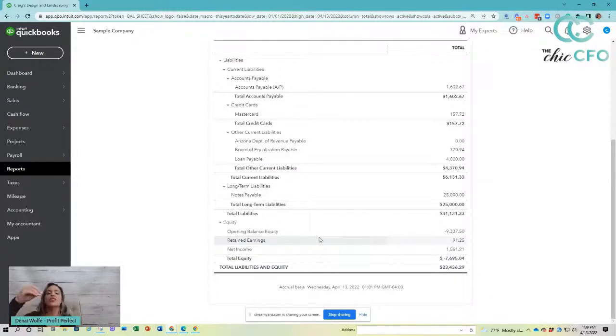Is it costing you money to be in business? Is your business paying you, or are you paying your business? It all lives on the balance sheet. And this is that full picture that we want to see.